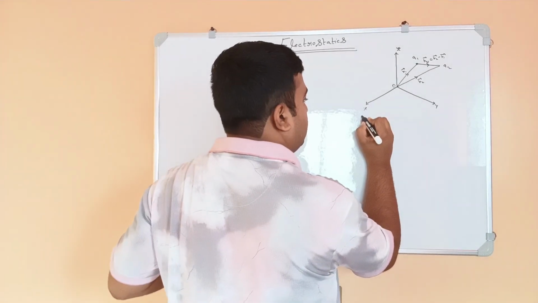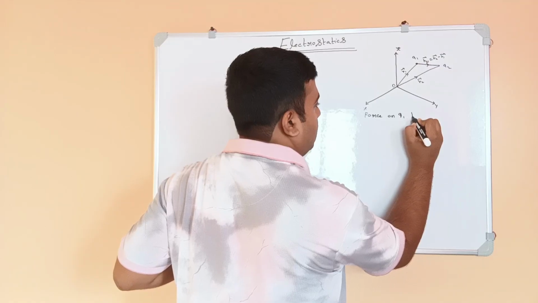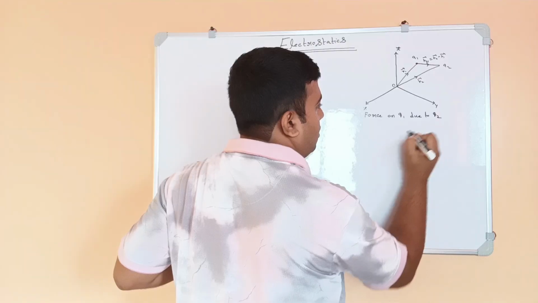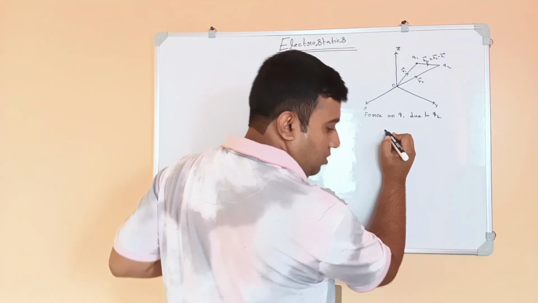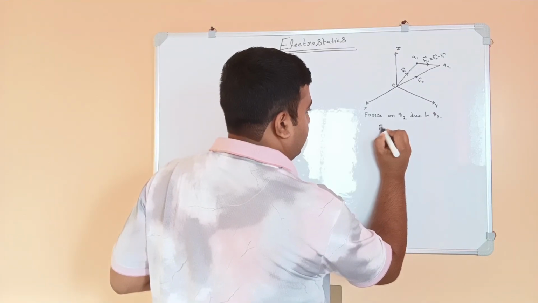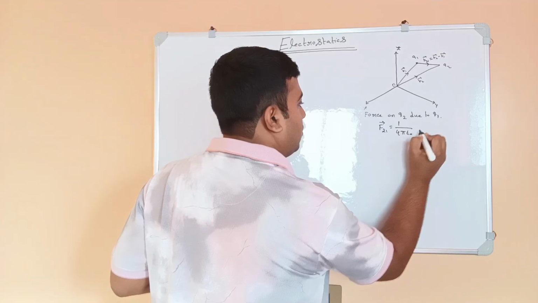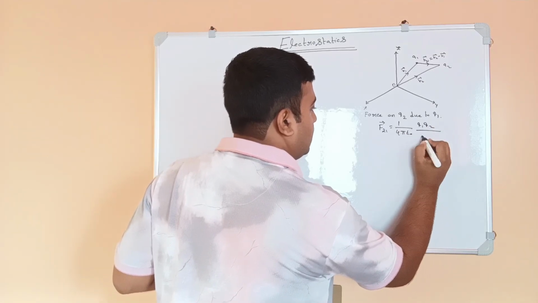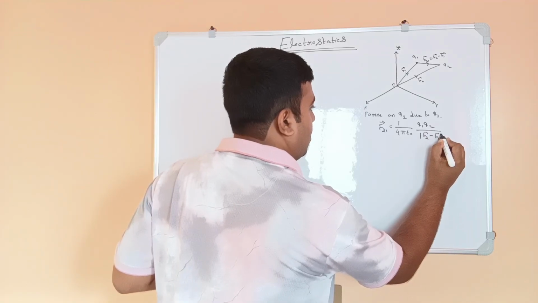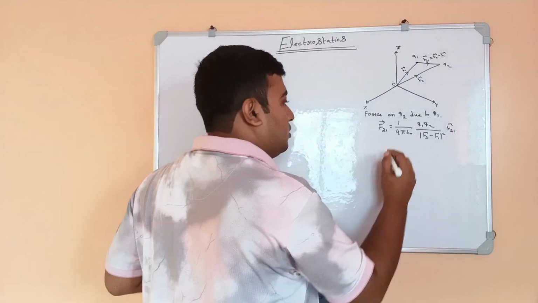So the force on q1 due to the charge q2, and the force on q2 due to the charge q1, is F21 vector equals 1 by 4 pi epsilon naught into Q1 Q2 divided by mod R2 minus R1 square into R21 hat. So this is the direction.